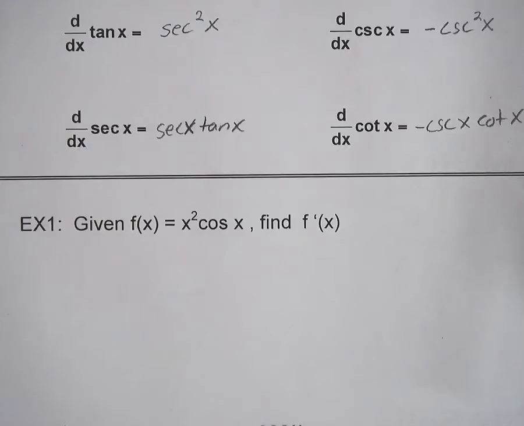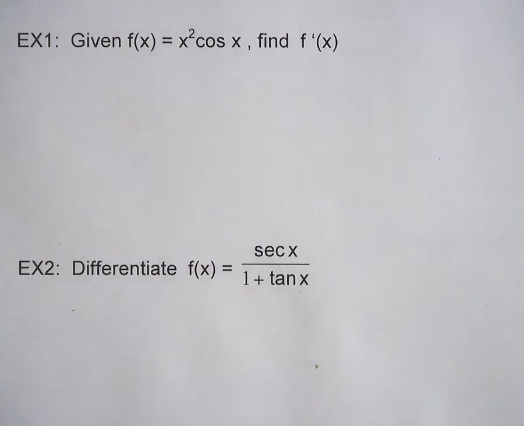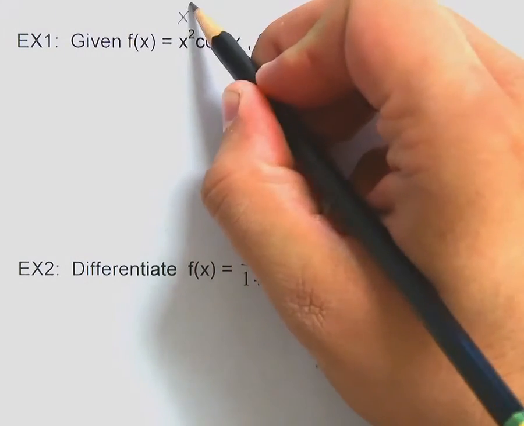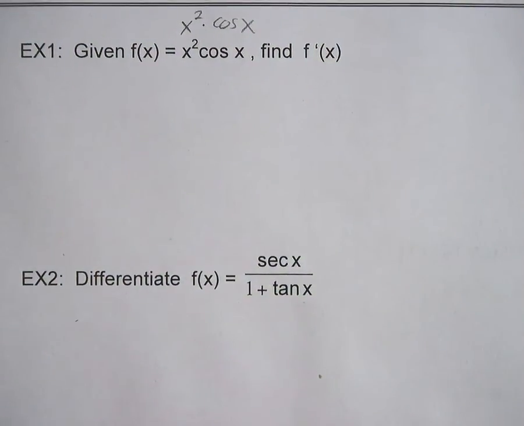Now, if you notice, there's only a front and back page here, so there's going to be 2 examples of derivatives of trig functions. And then on the back, we're going to get into some absolute value and piecewise functions. So example 1: given f of x is x squared cosine x, find f prime of x. Okay, so I want to point out something really quick. This is x squared times cosine of x, right? There are 2 functions being multiplied together.